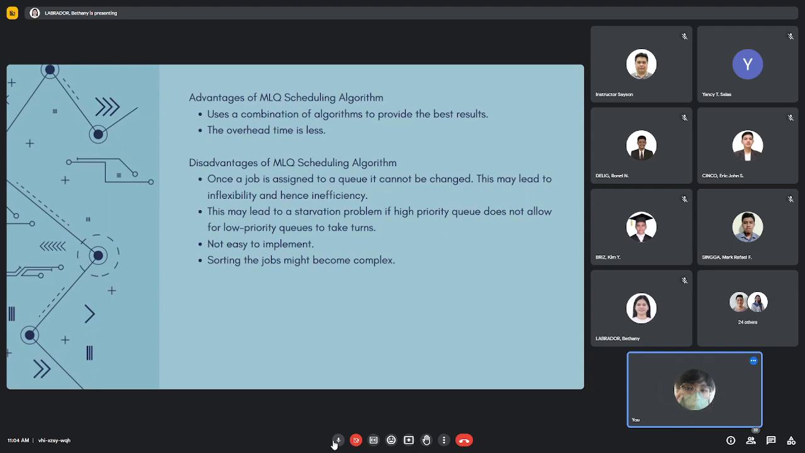This may lead to a starvation problem if high priority queues do not allow low priority queues to take turns, and that's what we discussed earlier about the starvation problem. If the high priority queue does not allow the lower priority queue to take turns. It is also not easy to implement, of course.